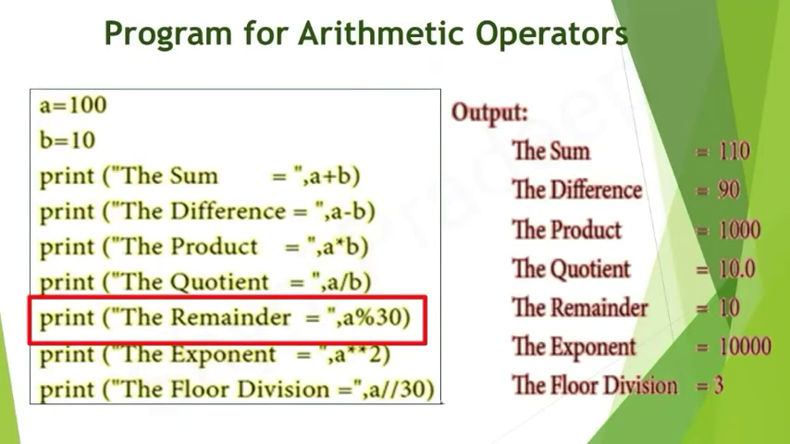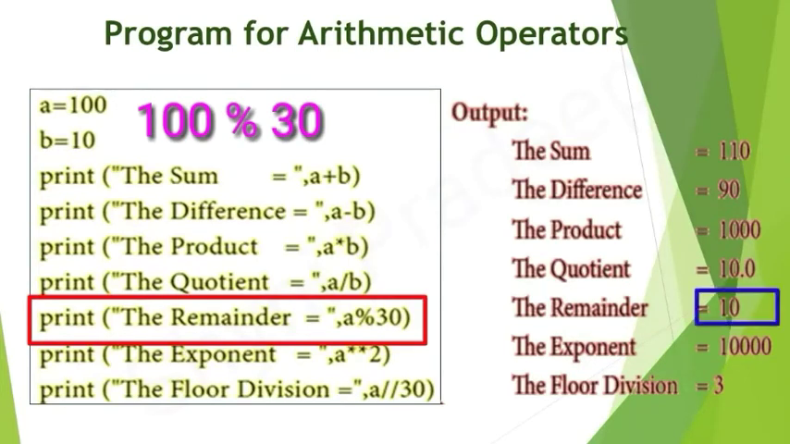Okay. The next, the percentage symbol, that is the modulus operator. This operator returns the remainder value of the division. Okay. A modulus 30. What is A? 100. Divide the 100 by 30 and take the remainder value. Okay. That is the answer. So, what is the remainder value? 10. So, you have to take this remainder value.